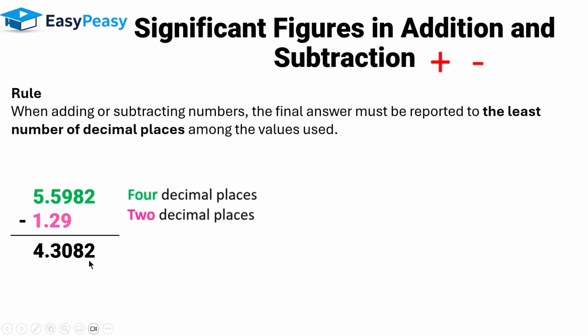4.3082. But this is not the final answer. We need to make it to the least number of decimal places. That is this pink one. So we'll just make a line and only take the 2 digits. Here we have 3082. 8 is more than 5. It's going to round up this 0 to 1. So our final answer will be 4.31.